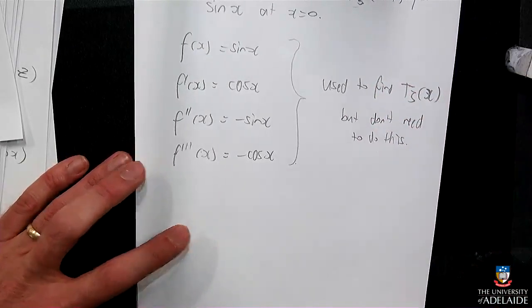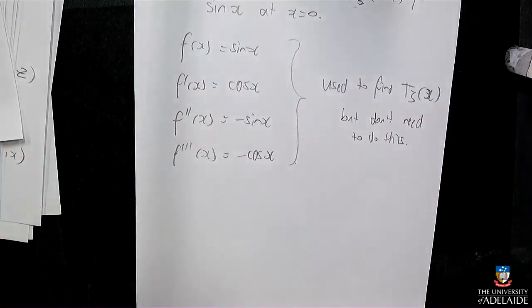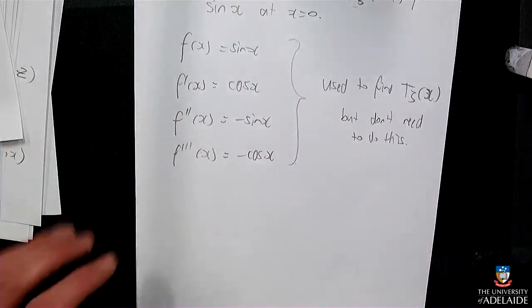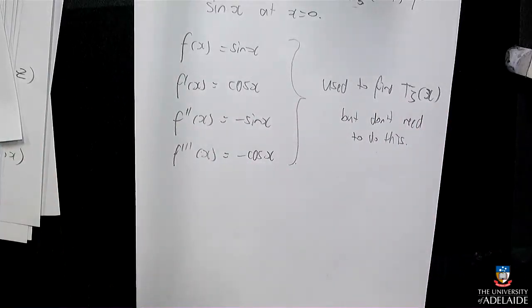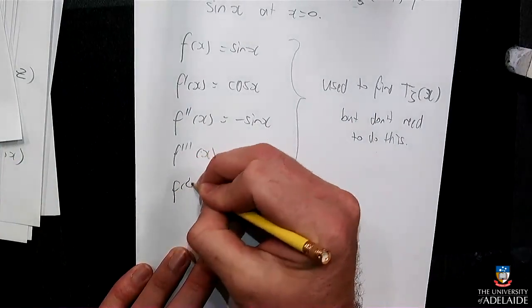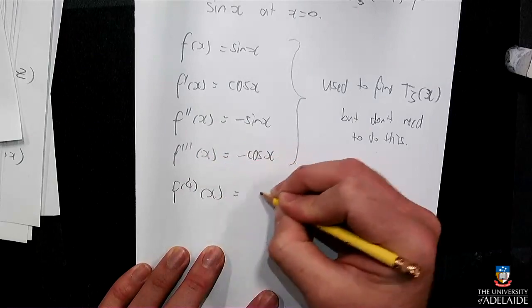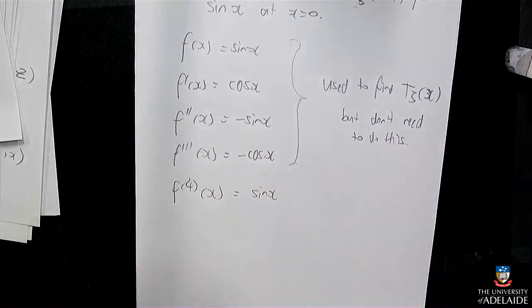Okay, so I would use these to find T3, but I don't need to do that because I wasn't asked to. So then the error uses the next derivative, which is sine x again. Should have done sine 2x. Yeah, that would have been better. But anyway, it's too late now. So, well, it's not, but I'm not going to do that to you.